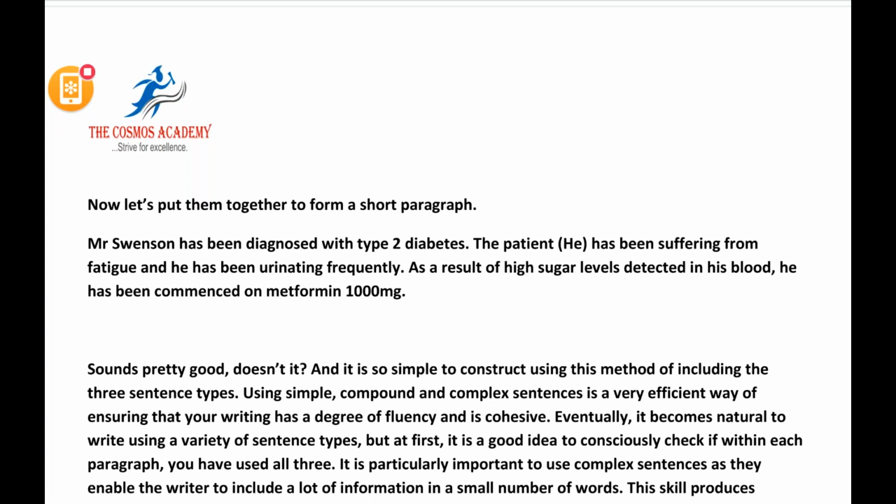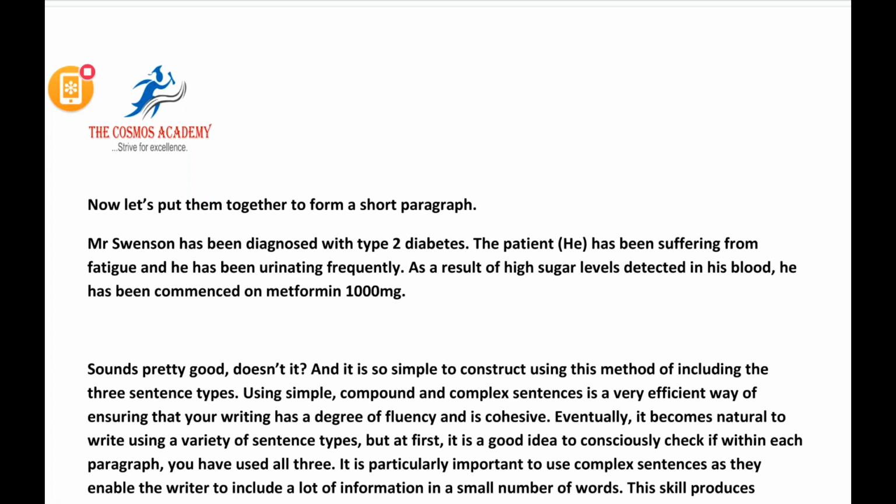Now, this is a compound. They started with simple. Remember the combination. First sentence simple, second sentence compound, third sentence complex. As a result of high sugar level detected in his blood, he has been commenced on metformin 1000 mg. That's it. It's completed.